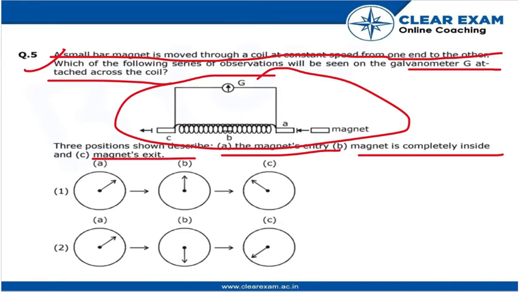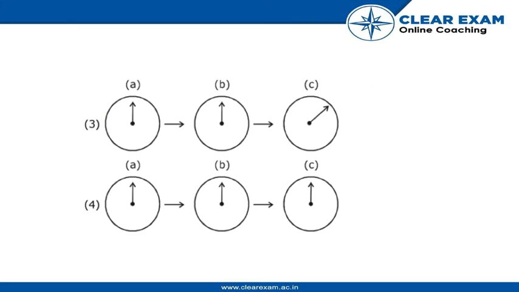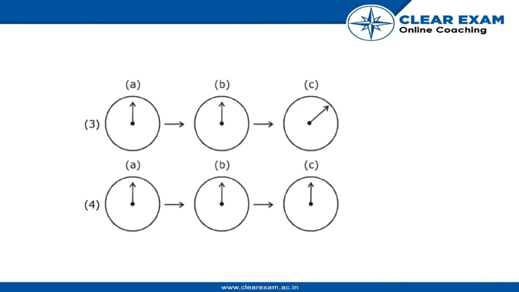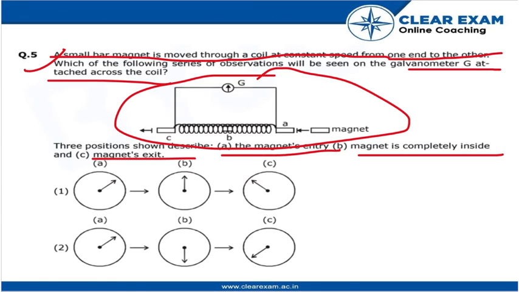We can see that when the current is zero, there is no deflection, so option B, option number 2, is wrong. Options 3, 4 and 1 are what is left after the elimination process. Now we can see in options 3 and 4, when the bar magnet is entering, the galvanometer is showing no deflection. So these two are again wrong answers. We can say clearly that option number 1 is the correct answer.